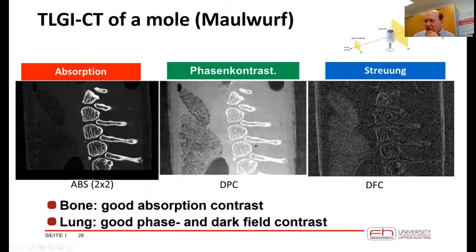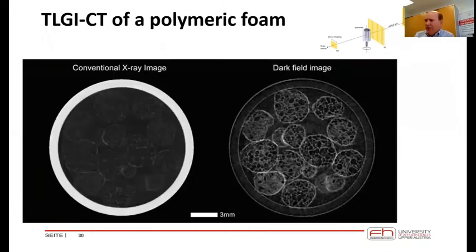So here we have investigated a dead mouse. Here we see the bone structure in absorption. In the phase contrast picture, we see the lung and the bone. And in the dark field contrast, we see scattering. Scattering means if there are pores and cracks, then we see the scattering. So with each modality, we see different things. With absorption, we see the bone. With the phase contrast, we see the bone and the lung. And with scattering, we see the microscopic structure.